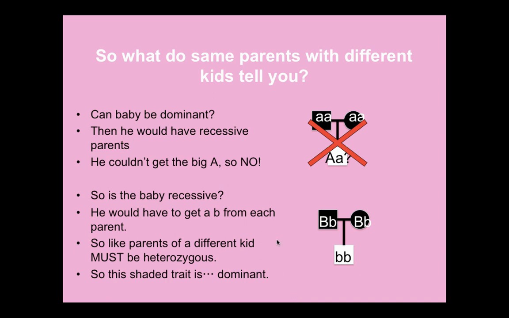Because remember, we're not talking about the kid necessarily unless the kid was shaded in. We're talking about the one that's shaded. And we can see here that it doesn't work if it's recessive. It does work if it's shaded. When you have two different parents with a different kid, the kid is always recessive. The parents are always both heterozygous. Let's see if you can get that.